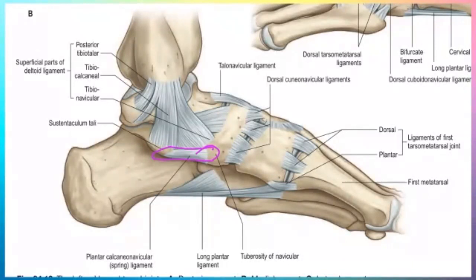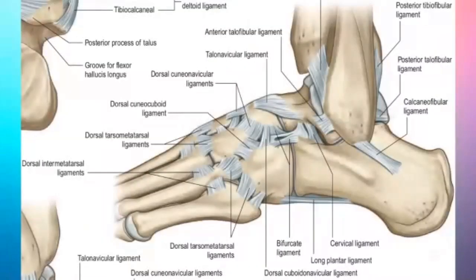So the red one is the talonavicular ligament, right? Observe everybody, calcaneum, sorry, talus and navicular bone. You see, this is the ligament, right? Talonavicular ligament. Observe this talonavicular ligament.